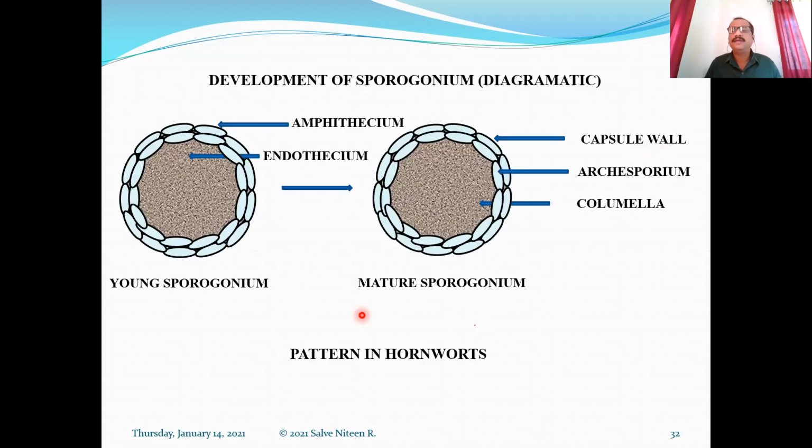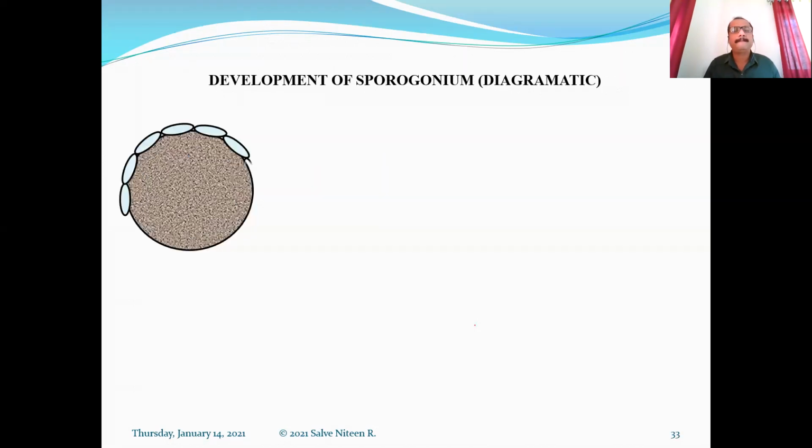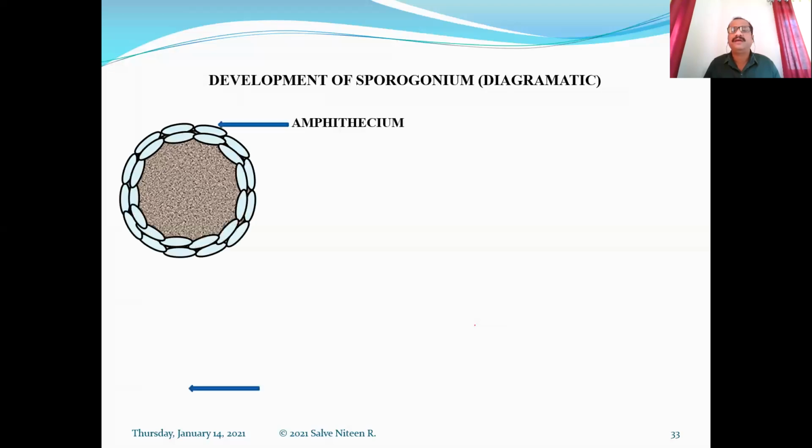See here. In the second class, endothecium develops into the columella, a sterile structure at the very center. Amphithecium produces the capsule wall. The outer layer of the amphithecium gives rise to the capsule wall, but the innermost layer of the amphithecium produces the archesporium. And see what happens in the third case. Here also the amphithecium is multi-layered.